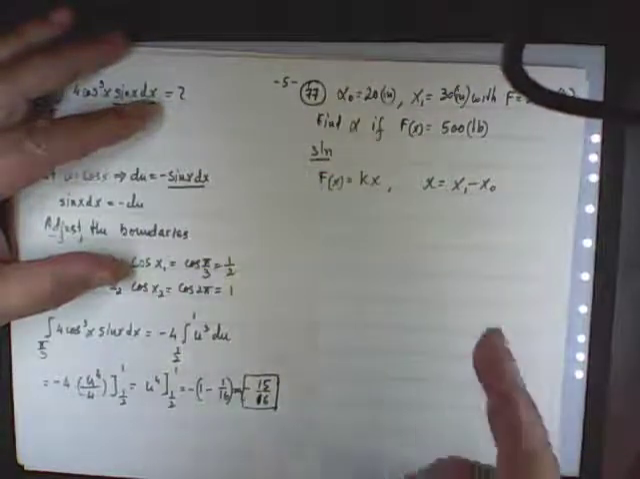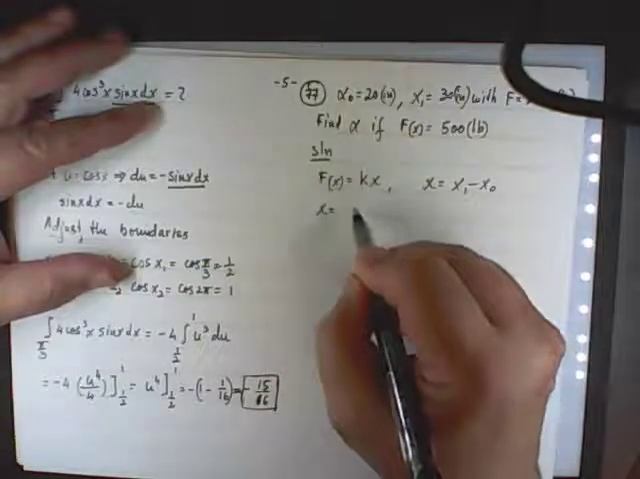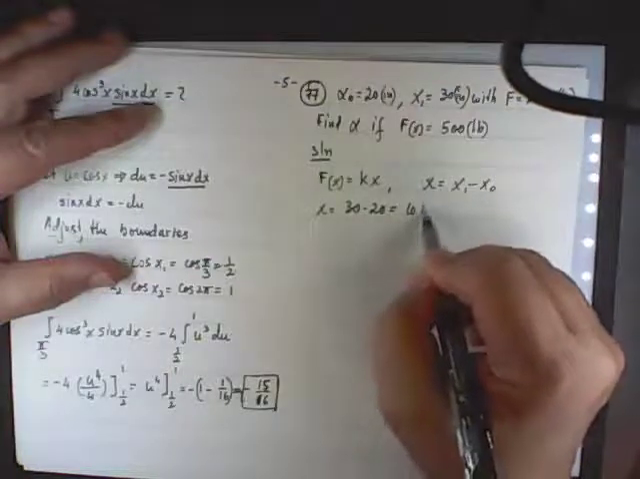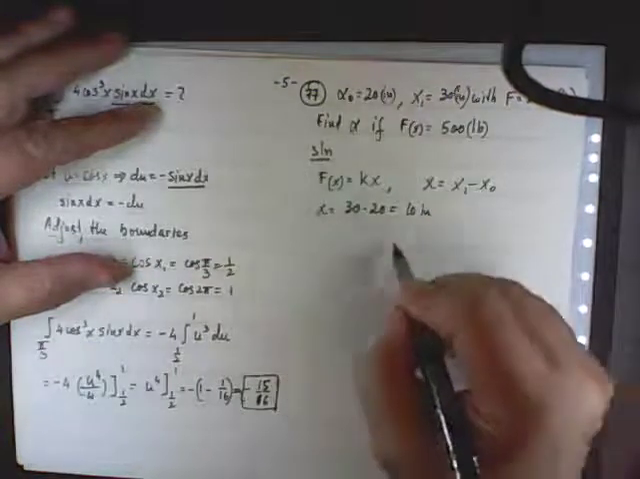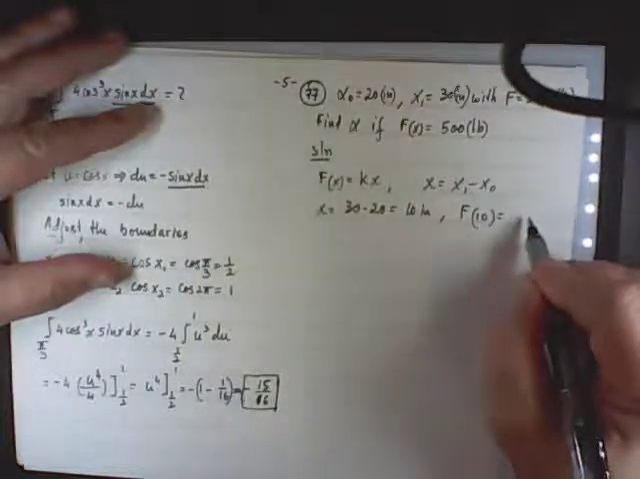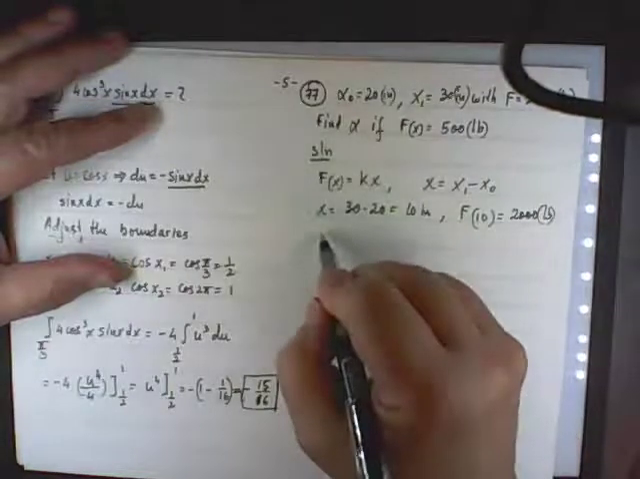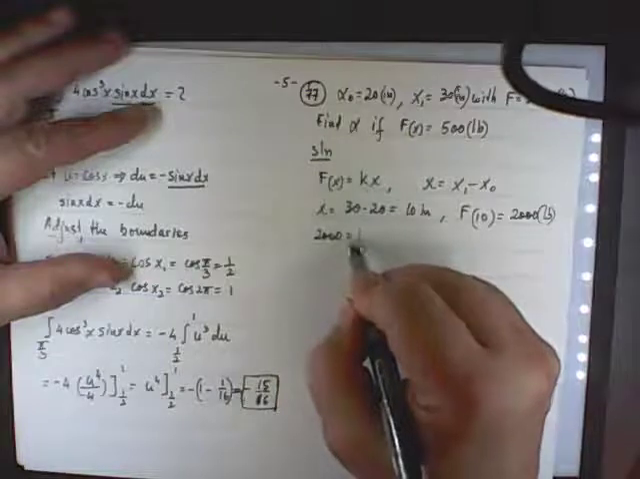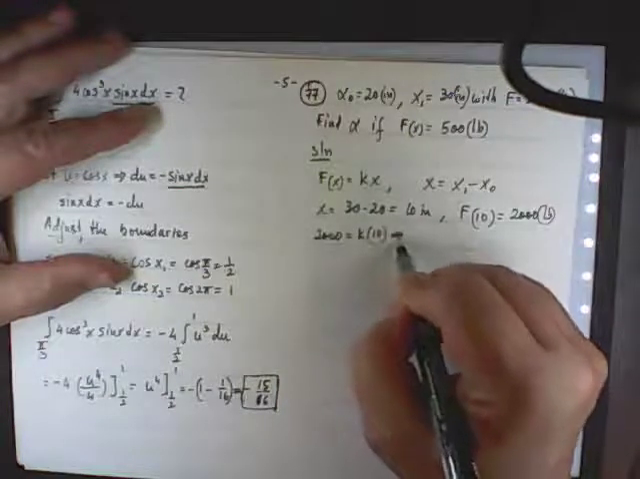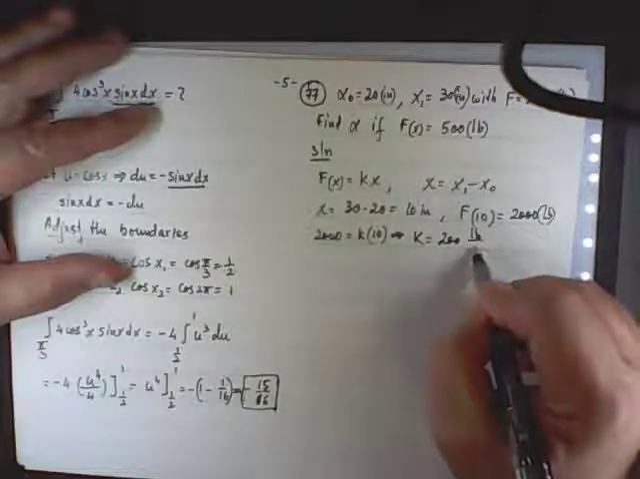So, in our case, x equals 30 minus 20, or 10 inches, right? And f of 10 equals 2,000 pound. So 2,000 pound equals k times 10, and therefore k equals 200 pound per inch.